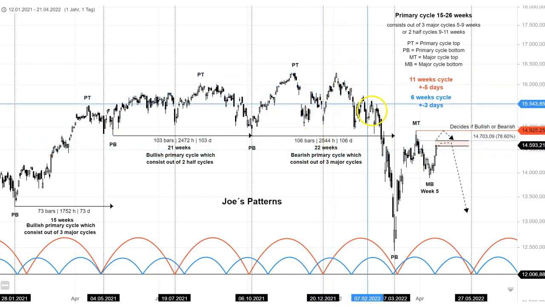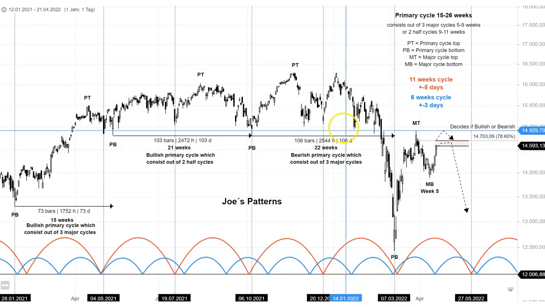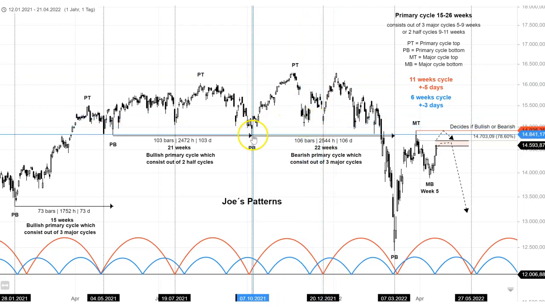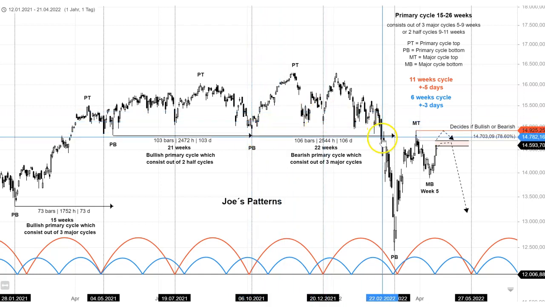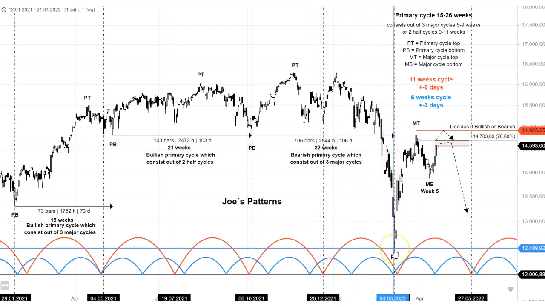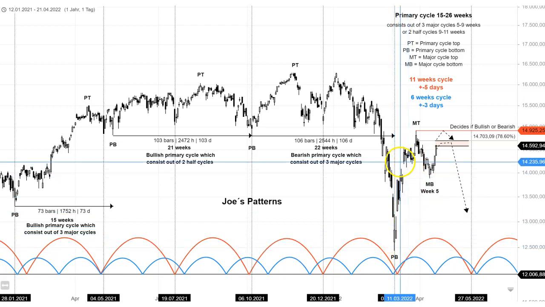I couldn't tell you that we go all the way down here, but there's a very high possibility that we undershoot that starting point, which was here at 14,818, and we did quite late, but in week 22 we formed a bottom, as you know, on the 7th of March, and yeah, that's where we started our new primary cycle.